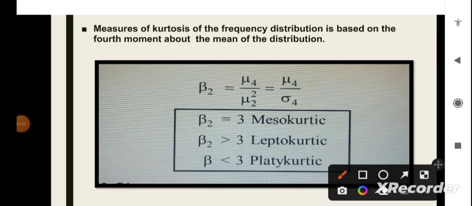The measure of kurtosis of a frequency distribution is based on the fourth moment about the mean of the distribution and is given by beta 2 equal to fourth moment divided by second moment squared. If beta 2 is equal to 3, it will be mesokurtic, that is the normal distribution curve. If beta 2 is greater than 3, it will be leptokurtic, whereas if beta 2 is less than 3, it will be a platykurtic curve.